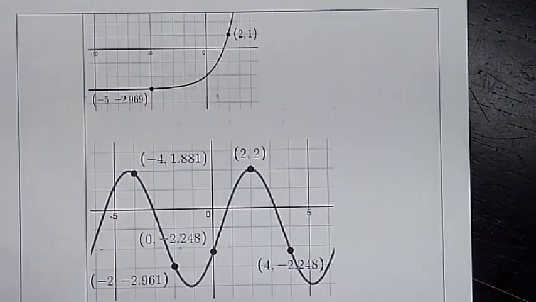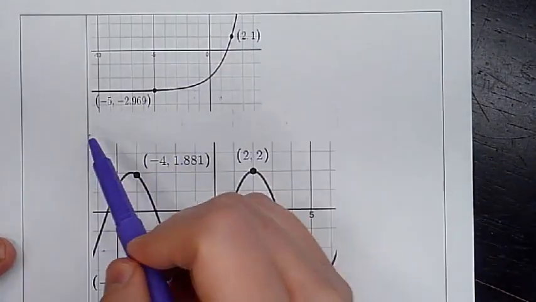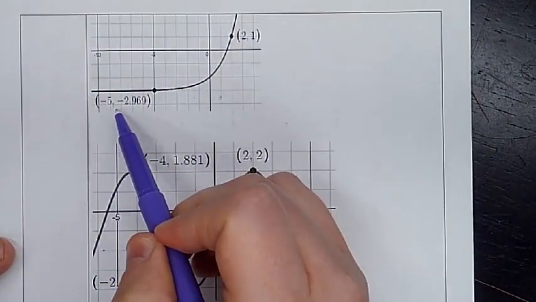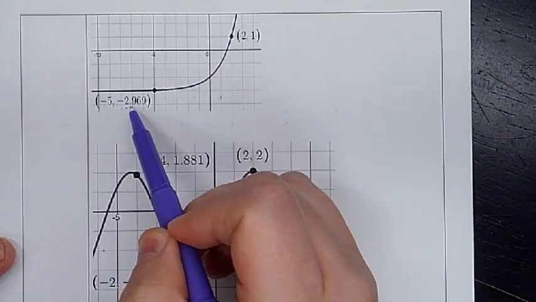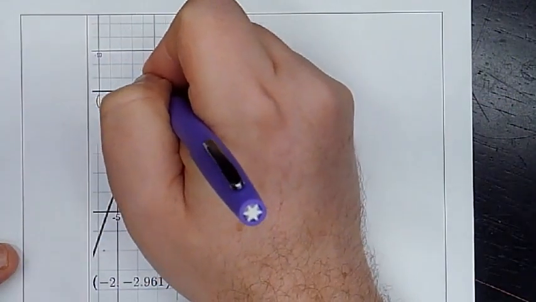On the back, we have a couple more examples. Again, I am given a graph. This has the point -5, -2.969. This is the point 2, 1. I'm going to call this point number 1. Call this point number 2.